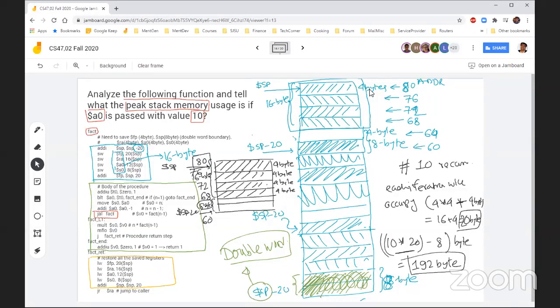I guess I'm just confused about, for example, to calculate for 10 recursive calls, you did 10 times 20 minus 8. Because there are 10 recursive calls. That would be dangerous to do. Let's have a thought process on that one.